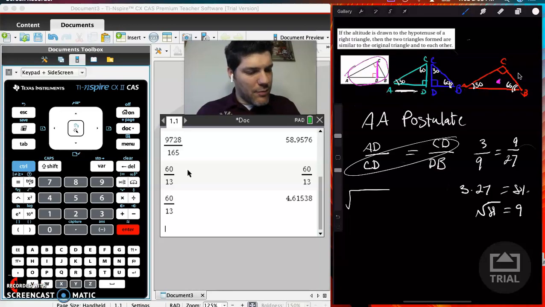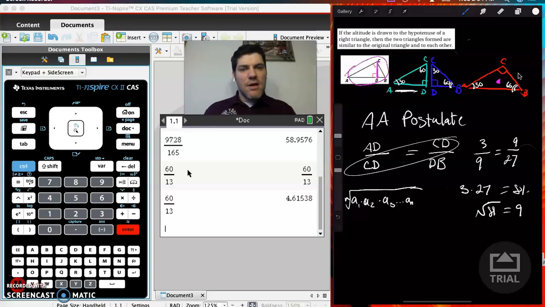Geometric means are built as, let's say, a sub 1 times a sub 2, a sub 3, all the way to whatever term you want to go to. The geometric mean multiplies those together, and then the number of terms inside is the number that sits as our root. So for our example, we only have 2 terms, square rooted. If there were 10 terms, we'd do the 10th root.